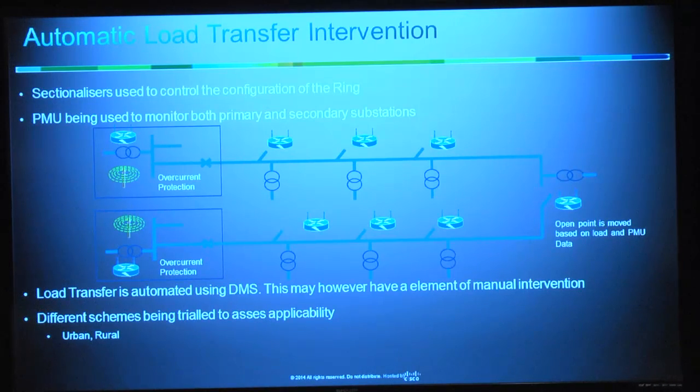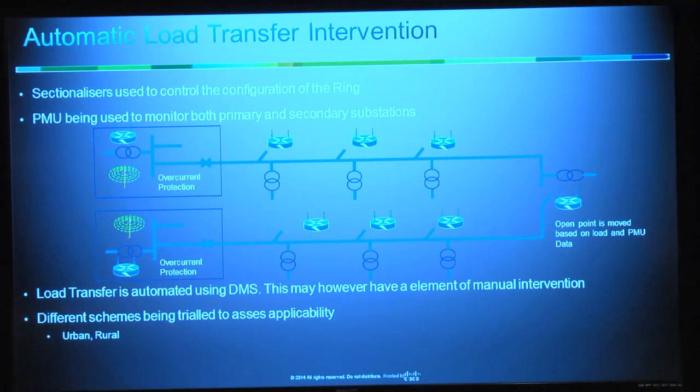For the actual solution, sectionalizers were used throughout the network, and as you can see, particularly between those 2 substations there on the left-hand side, a ring is created out to all the individual secondary substations. And what happened is, as you can see at the end, there is an open circuit at the end, which allows the load to be balanced on both halves of the ring.